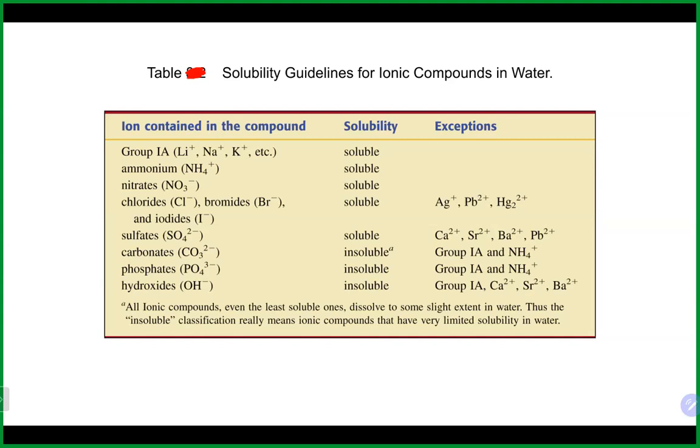Anything that is from group 1 on the periodic table will always be soluble. There are no exceptions here, which means if you see a formula for an ionic compound and it contains anybody from group 1, a sodium, a potassium, that's pretty much all you need to look at, and it should be soluble.